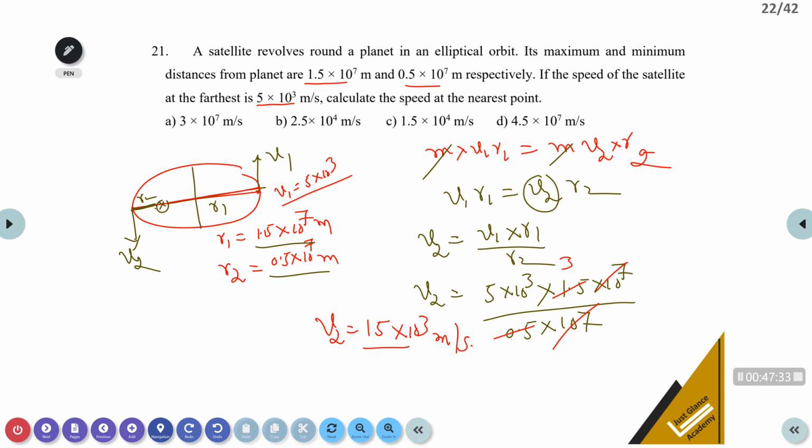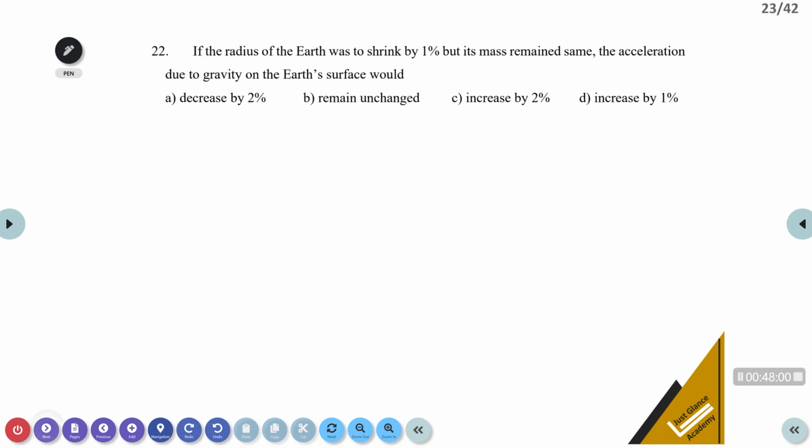But here there is no such choice. Actually I said the speed is more, so I will modify it. v2 equal to 15 into 10 to the power of 3 into 10 divided by 10. What is 15 by 10? It becomes 1.5 into 10 to the power of 4. This is the right choice. That's the 22nd.